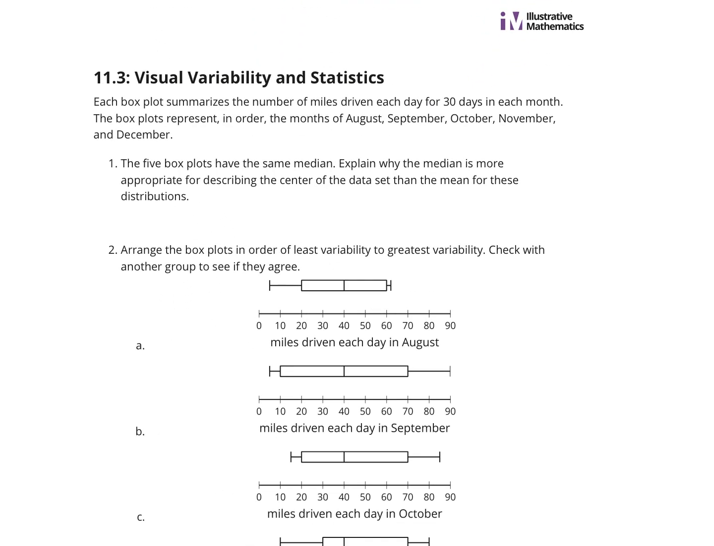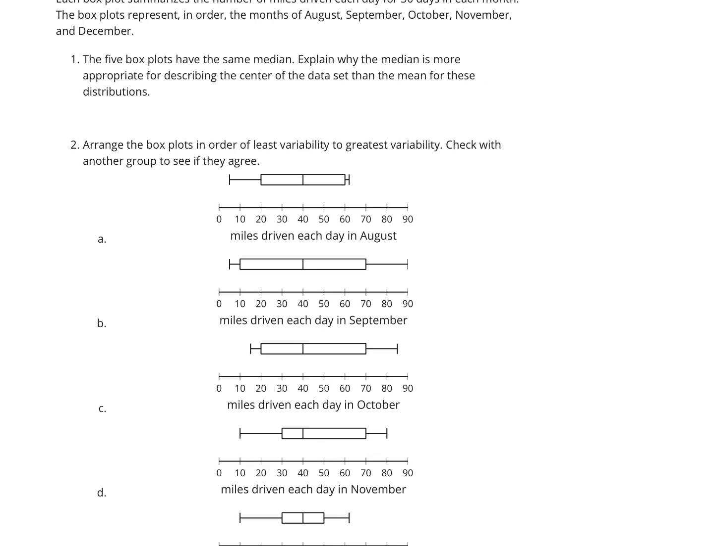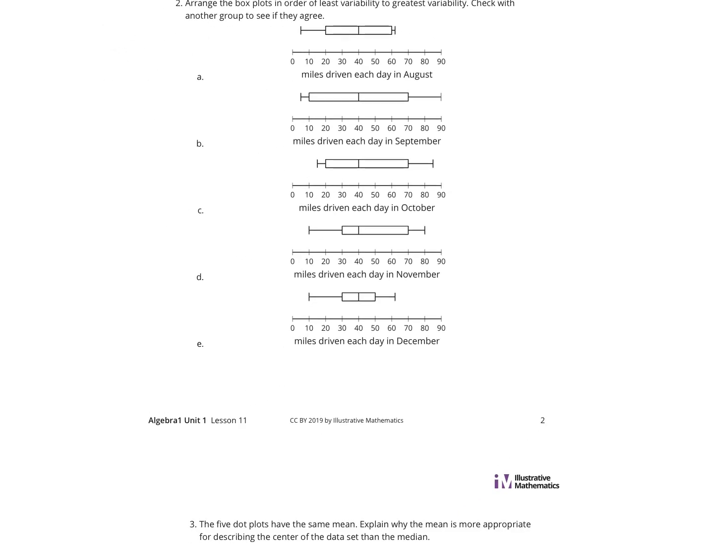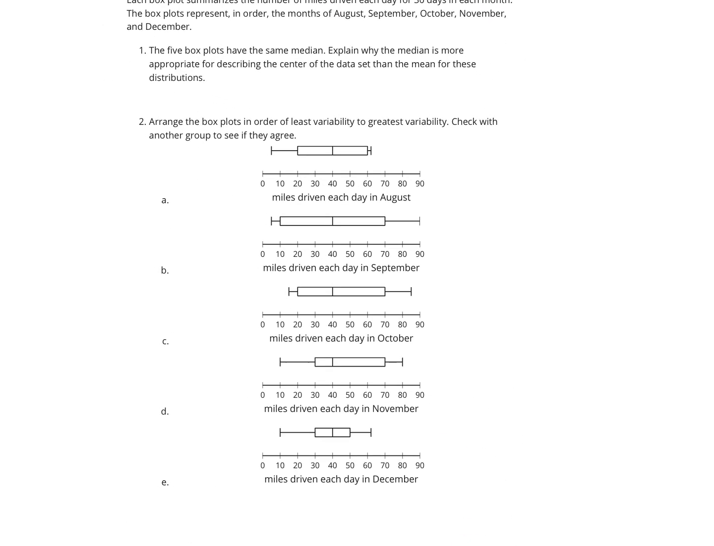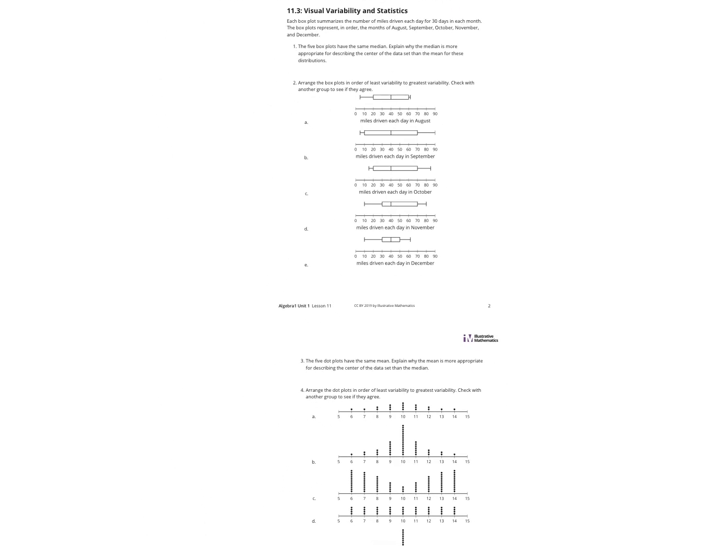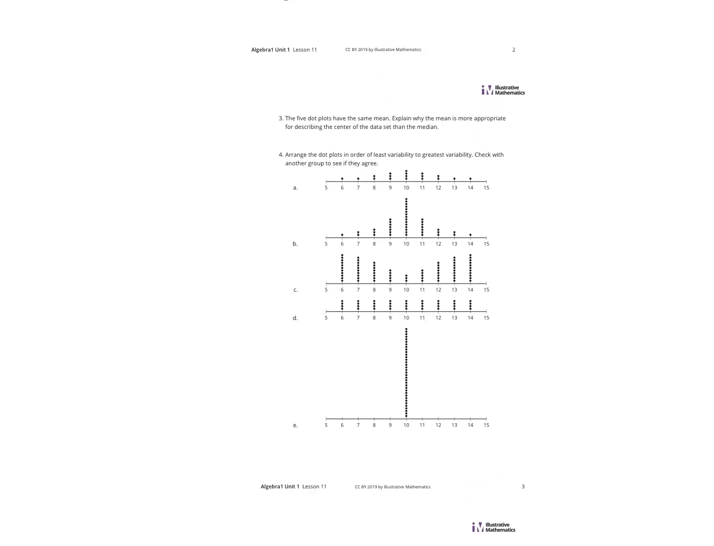All right. In this activity, it says each box plot summarizes the number of miles driven for 30 days in each month. The box plots represent in order the months of August, September, October, November, and December. The 5 box plots have the same median. Explain why the median is more appropriate for describing the center of the data set than the mean for these distributions. The box plots are listed under number 2. And then once you've answered that, it wants you to arrange the box plots in order from least variability to greatest variability. Once you finish with the box plots, you need to move on to the dot plots.